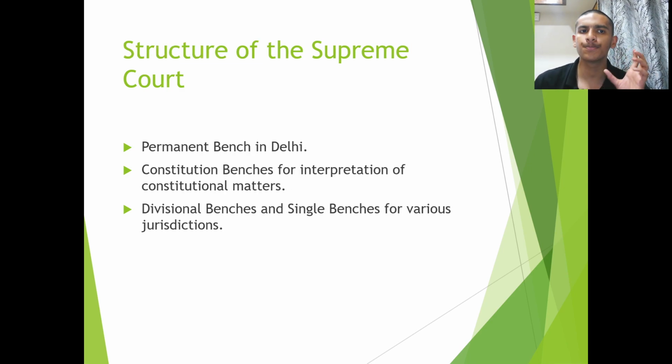As for the structure of the Supreme Court, there is a permanent bench in Delhi and the constitutional benches for interpretation of constitutional matters. A constitutional bench consists of an odd number of judges, that is 3, 5, 7, 9, 11, 13. Whenever there is a question of law with regards to the interpretation of the constitution, these benches are set up for specific matters, as we will see further on, with regards to various laws which challenge the constitutional validity. Then there are divisional benches and single benches as well for various jurisdictions.